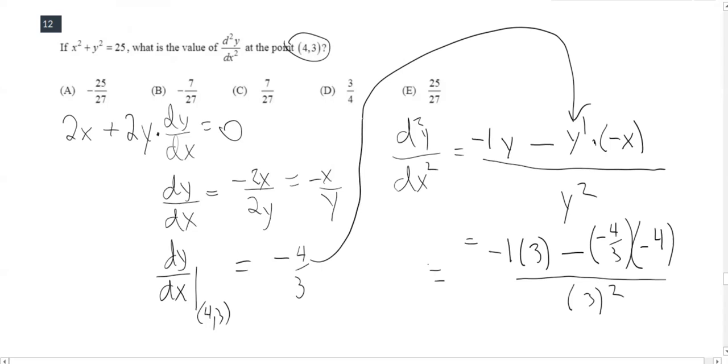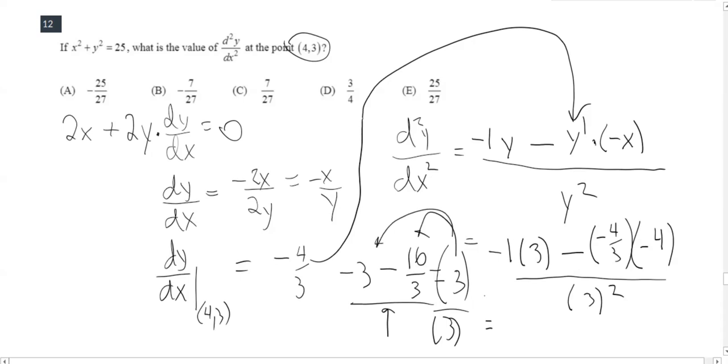Okay, so some simplification is going to happen here. You're going to have negative 3 minus 16 over 3, all over 9. I'm just going to multiply the whole numerator by 3 and the denominator by 3, getting kind of tight with the work. If this distributes, I'm going to have negative 9 minus 16 over 27. So this is going to give me negative 25 over 27. And that gives us choice A there.